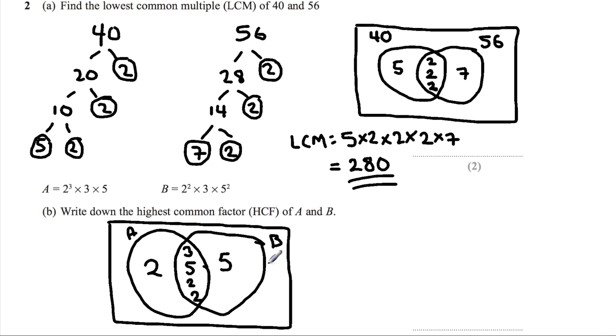Now, to find the highest common factor, we need to multiply the numbers in the middle. So it's 3 times 5, which is 15, times again by 2, which is 30, times again by 2, which is 60. So our answer is 60.